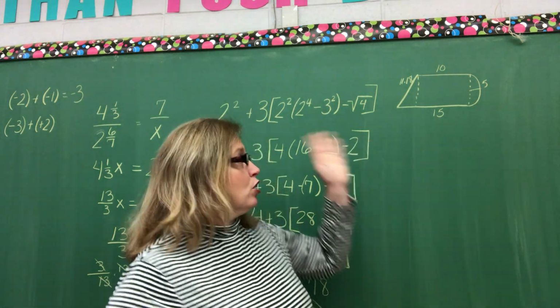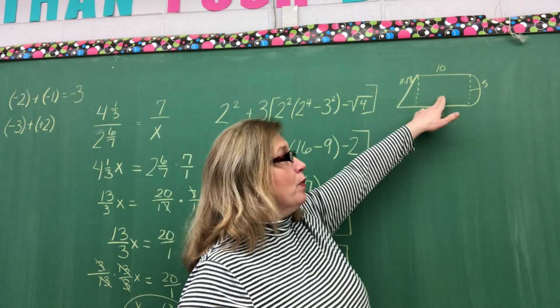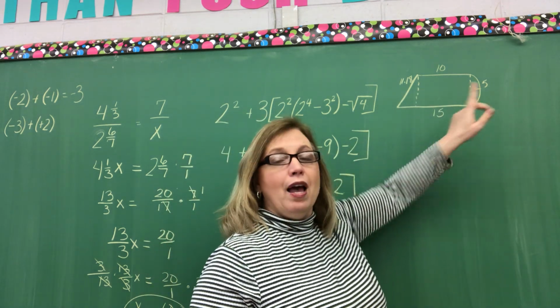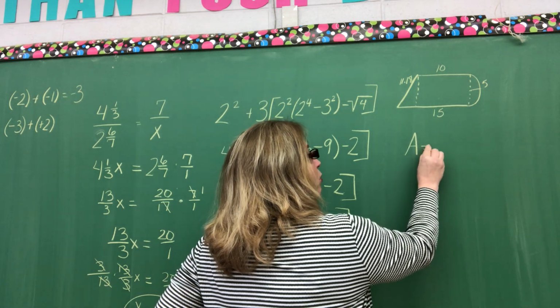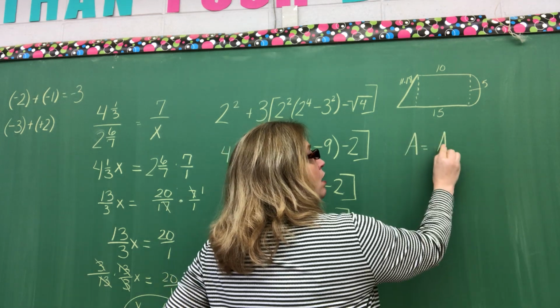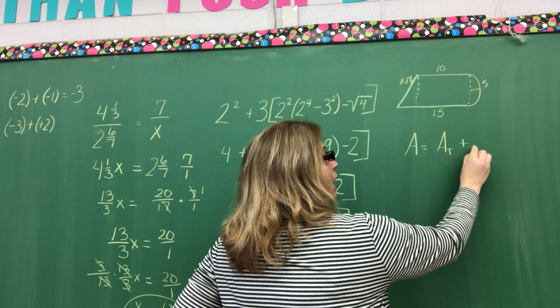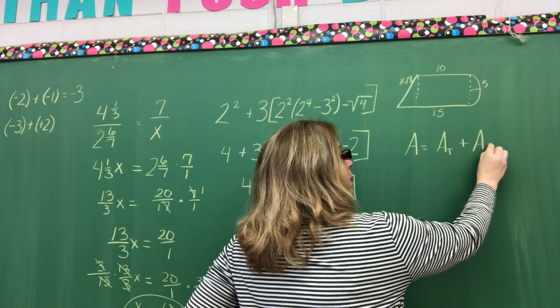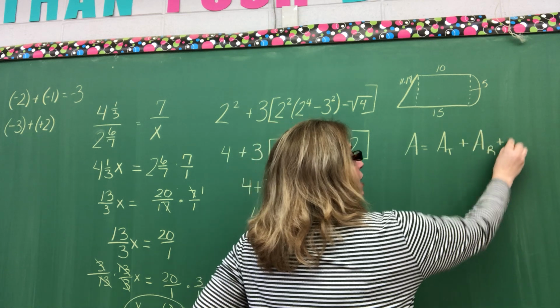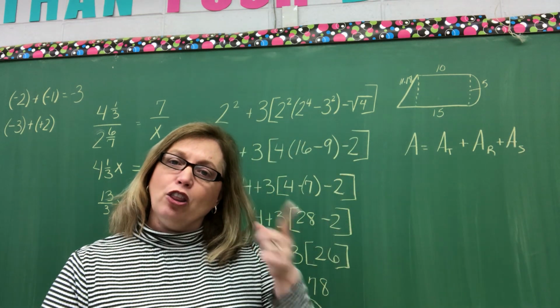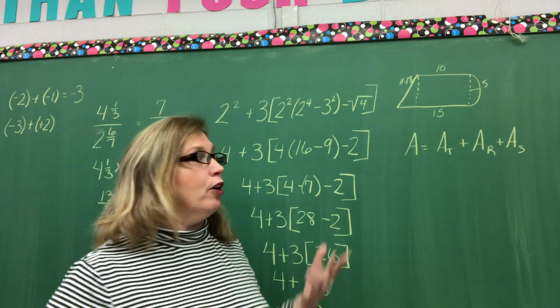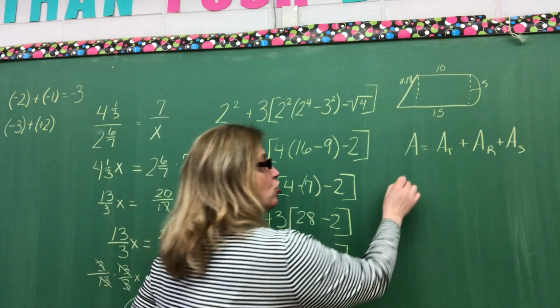Starting from this side, I have a triangle, a rectangle, and a semicircle, and I'm looking for the area. So write your formula. We're going to find the area of the triangle plus the area of the rectangle plus the area of the semicircle. And with that thought, what's your formula? How do I find the area of a triangle?